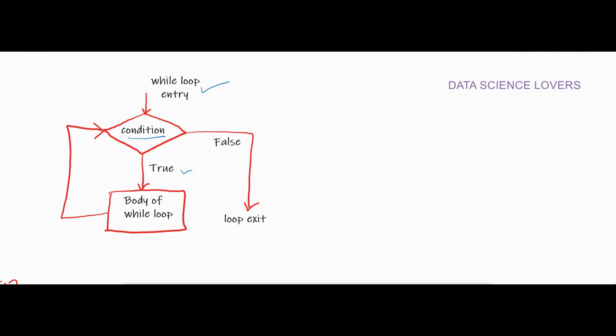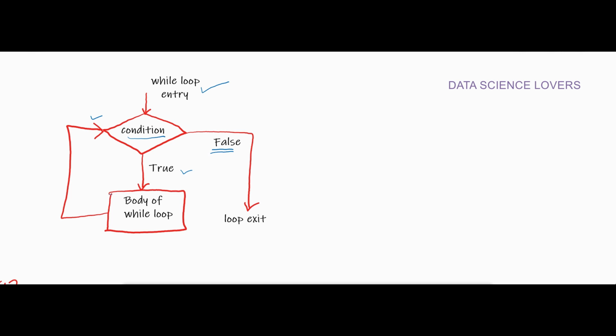Then after performing the described task, again it will check for the condition. If the second condition is also true, then it will again enter into the body of the loop and the task will be performed. This cycle will be repeated until the condition is false. Whenever the condition is false, the loop will exit.